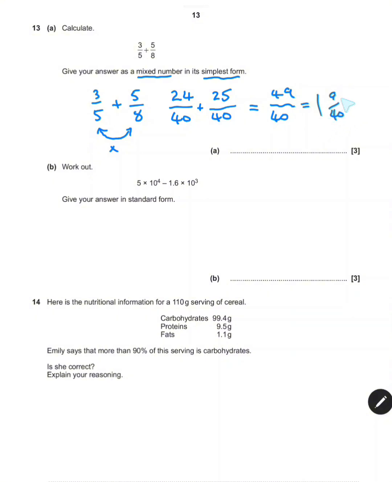And that is my final answer. I cannot divide top and bottom by 2 to simplify because I'll get a decimal. I could divide this by 3, but 40 will not divide by 3 exactly. So that's my final answer.